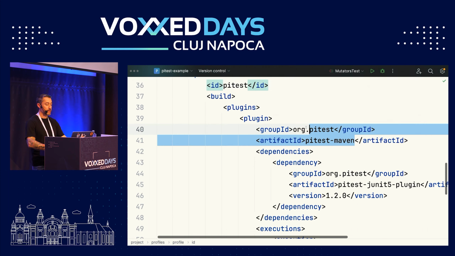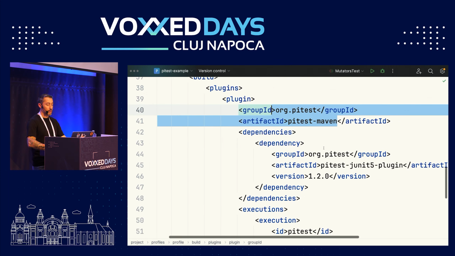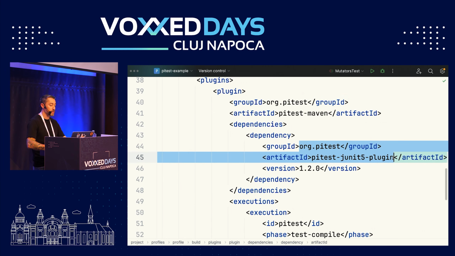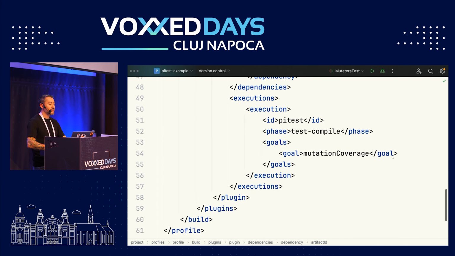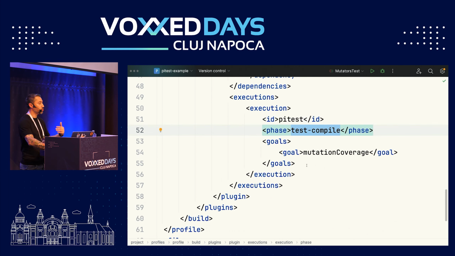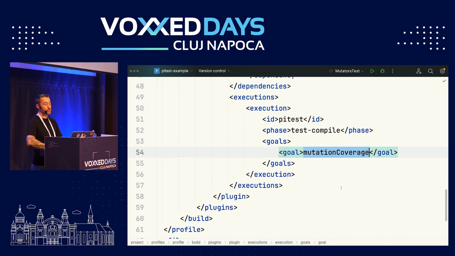So I have the PiTest Maven. And I'm using JUnit 5, so I have the plugin for JUnit 5 here. And I'm telling PiTest, every time that my test will compile, which is anything that you do like verify, install, package, etc., it will pass through this lifecycle in Maven, which is test compile, or test. And I will do the mutation coverage. This is the full normal method for PiTest.